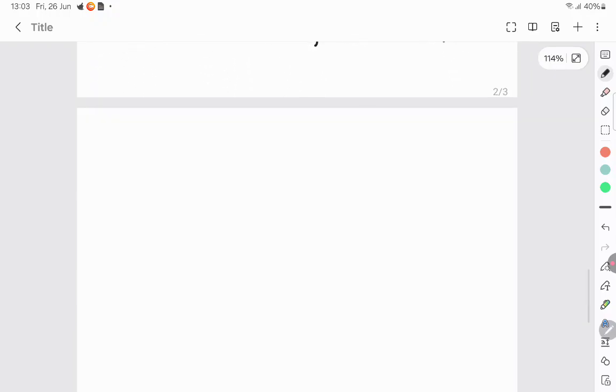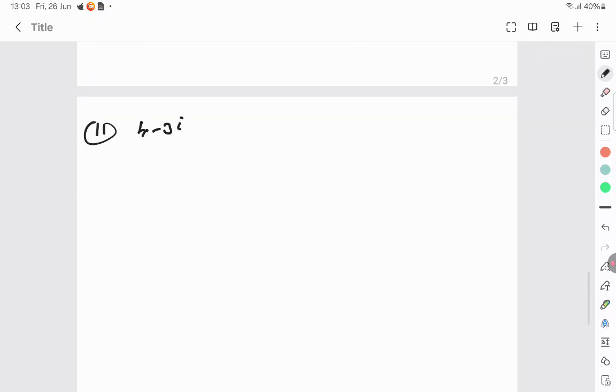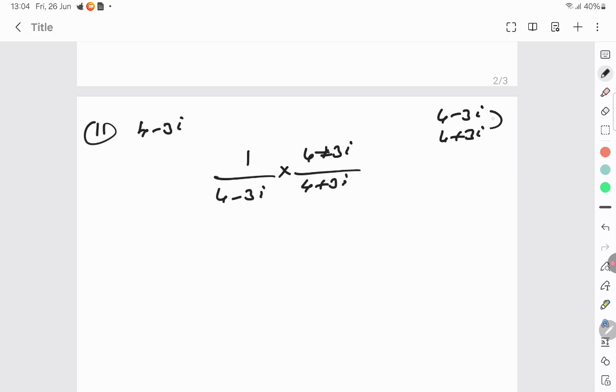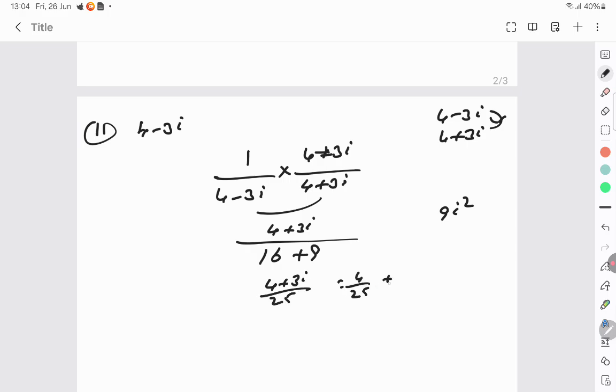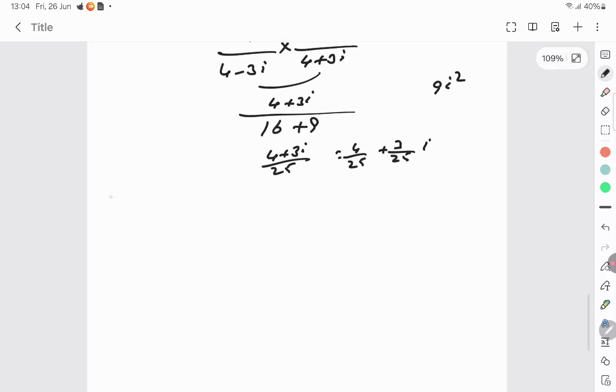So 11th question. 4 minus 3i. You are supposed to find the multiplicative inverse, which is 1 by 4 minus 3i. You can't have a complex part in the denominator, so rationalize it. Alright, multiply and divide by its conjugate. A conjugate of 4 minus 3i is 4 plus 3i. a square minus b square is 16 minus 9i square, which is 16 plus 9, so 25. So 4 plus 3i by 25. So 4 by 25 is the real part. 3 by 25i is the imaginary part.